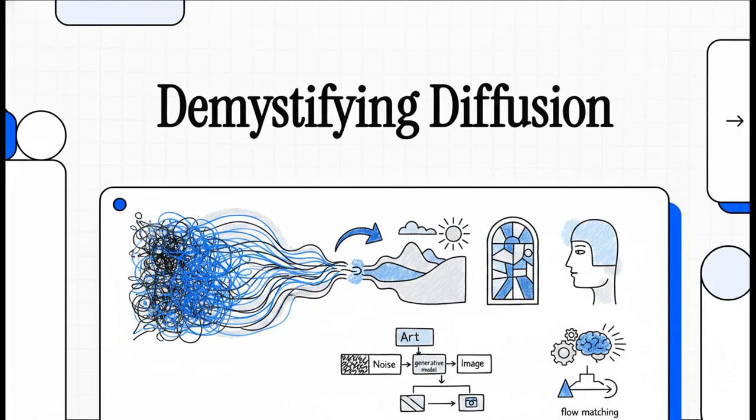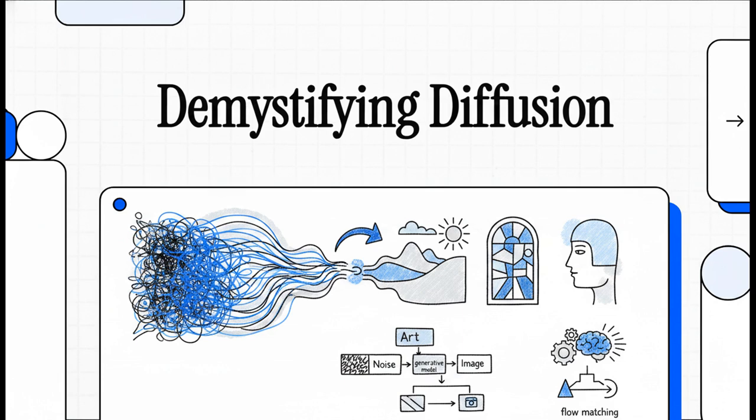Today, we're popping the hood on AI generative models to see exactly how they manage to turn pure static into breathtaking art. And we're going to do it without getting completely bogged down in heavy calculus. If you've ever typed a prompt into an AI image generator, gotten a photorealistic result back, and thought, wait, how does that actually work? You are absolutely in the right place.